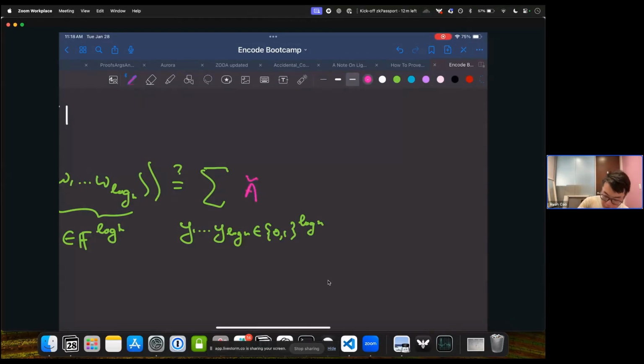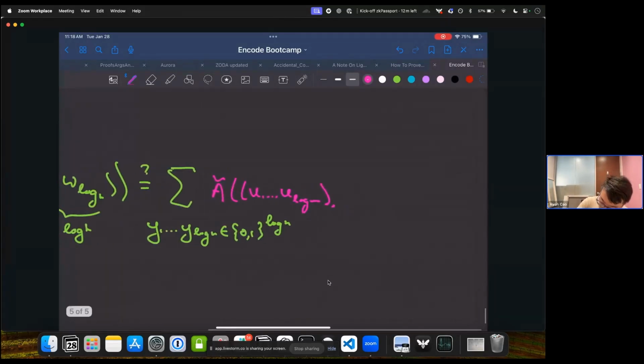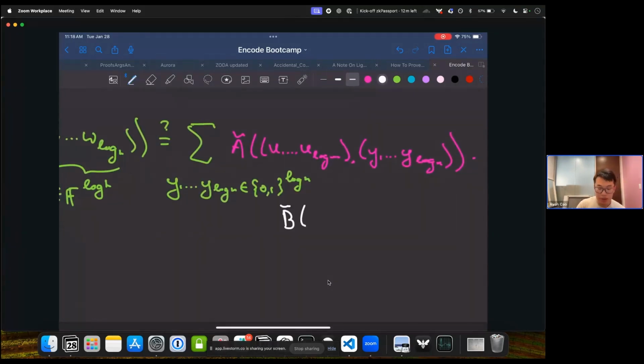So in this case, A tilde will be evaluated not at x, but at the u's: u1 through u log m, comma, y1 through y log n, times B, but B is also going to be evaluated at the w's rather than the z's, where the z's are binary, if you recall, and the w's are field elements. So here we have B of y1 through y log n, comma, w1 through w log k. So this will be the new check that we're doing.